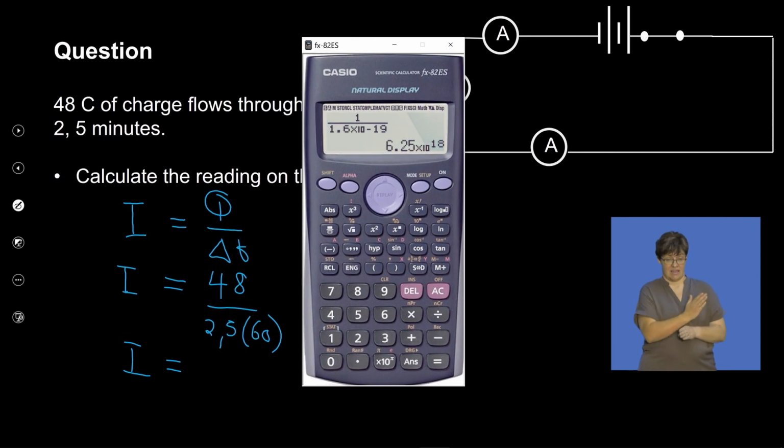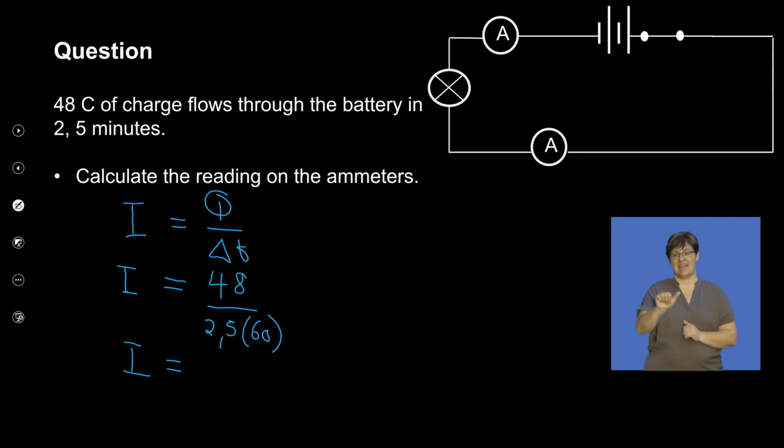Let's clear that. The calculation is 48 coulombs divided by 2.5, okay, multiplied by 60. So what does that give us? It gives us 8/25 as a decimal fraction, 0.32, okay. So the 0.32 is actually the ammeter reading, which is an indication of current strength, okay, 0.32 amperes, right?